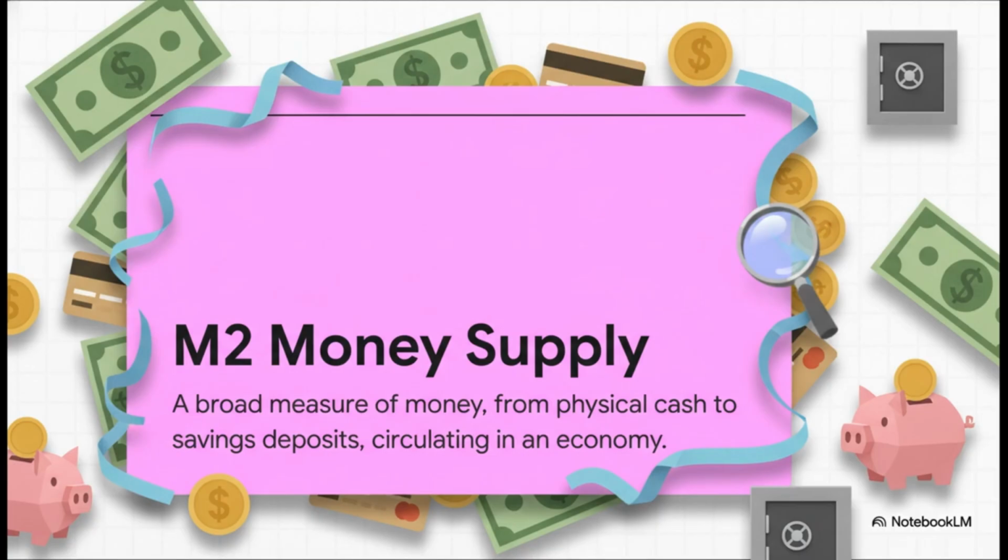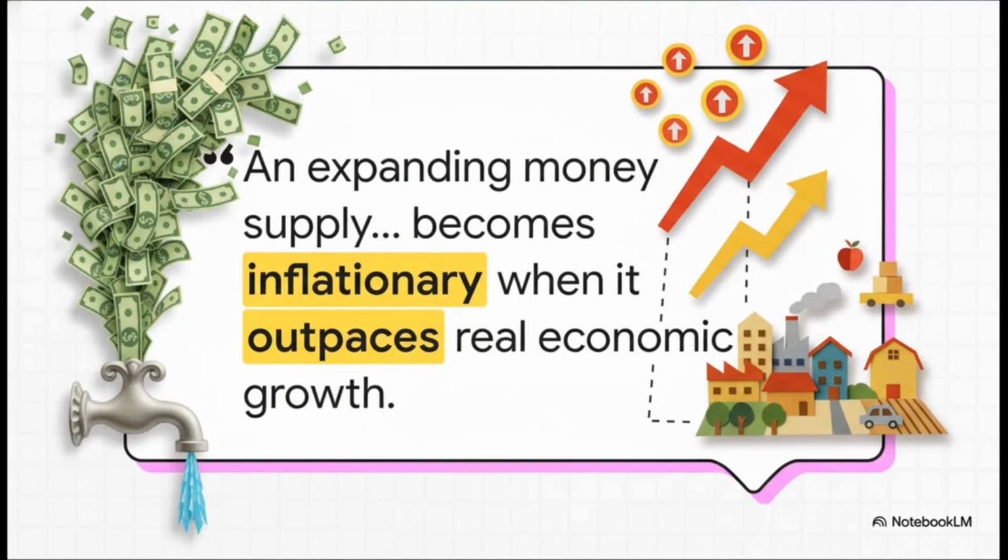Well, a huge factor is just how much money is out there. Economists have this fancy term for it, M2 money supply, but really, it's just a way of counting up all the cash floating around, everything from the bills in your pocket to what's in your savings account. And this quote really nails the problem. See, having more money in the economy isn't necessarily a bad thing. It gets tricky when the amount of money grows faster than the amount of actual stuff we're making. Cars, food, services. When you have more and more dollars chasing the same amount of goods, prices tend to go up.